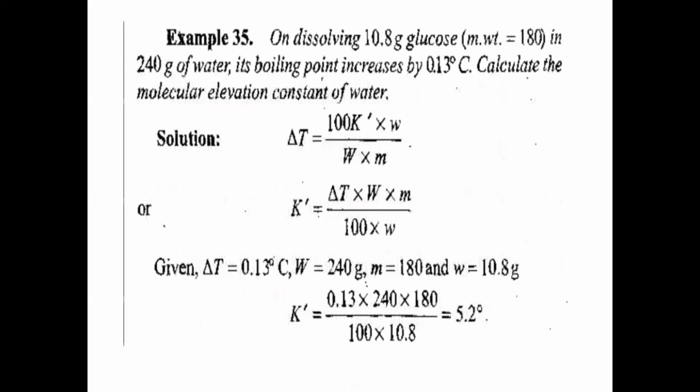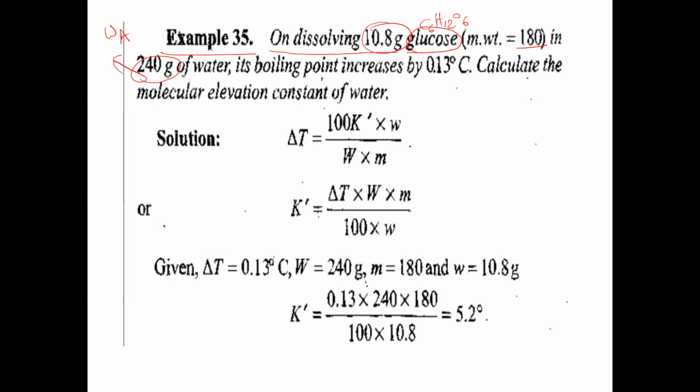Some example problems. One of the important examples: on dissolving 10.8 grams of glucose, formula C6H12O6, gram molecular weight of glucose 180 grams per mole, in 240 grams of water. Here 240 grams is the weight of solvent.